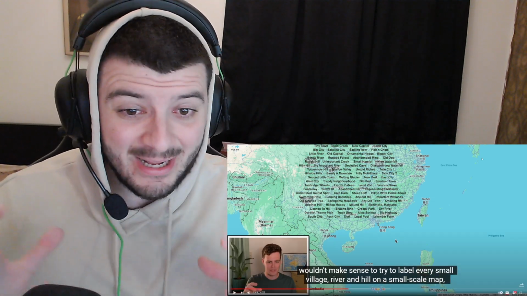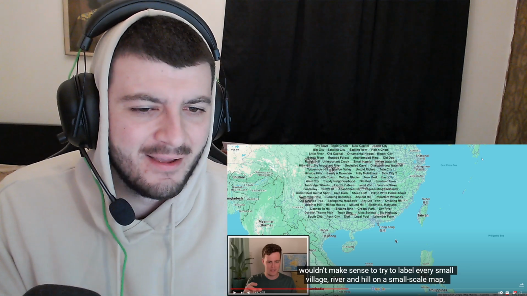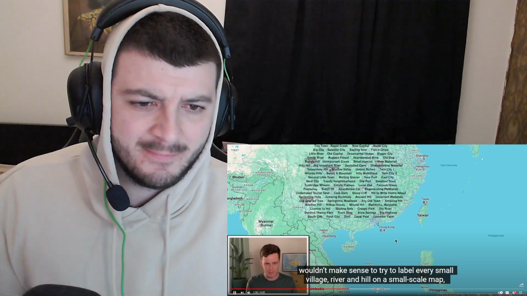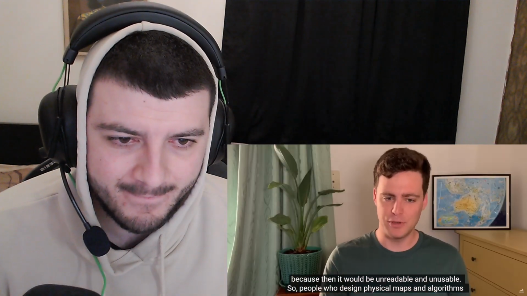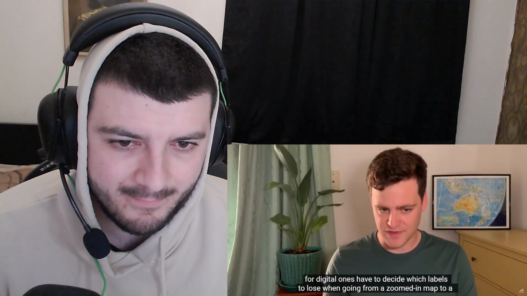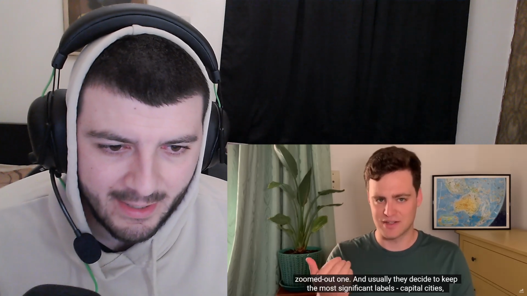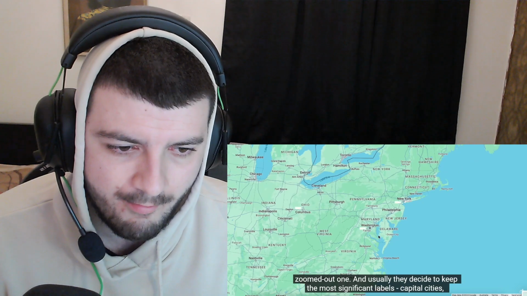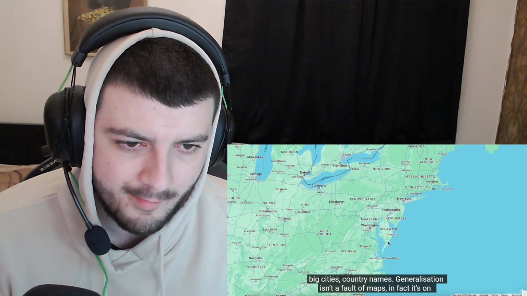Just imagine this map, as shown here, filled with text. You won't be able to see anything, bro. Literally. Small scale map, because then it would be unreadable and unusable. So people who design physical maps and the algorithms for digital ones have to decide which labels to lose when going from zoomed in to zoomed out. And usually they decide to keep the most significant labels: capital cities, big cities, country names, state names, etc.